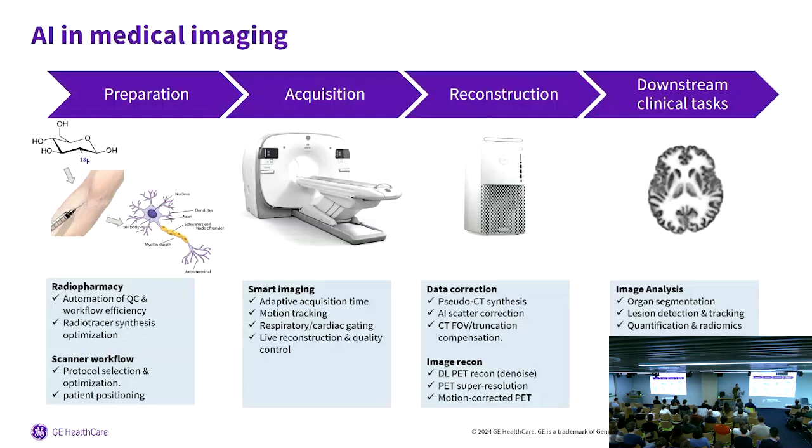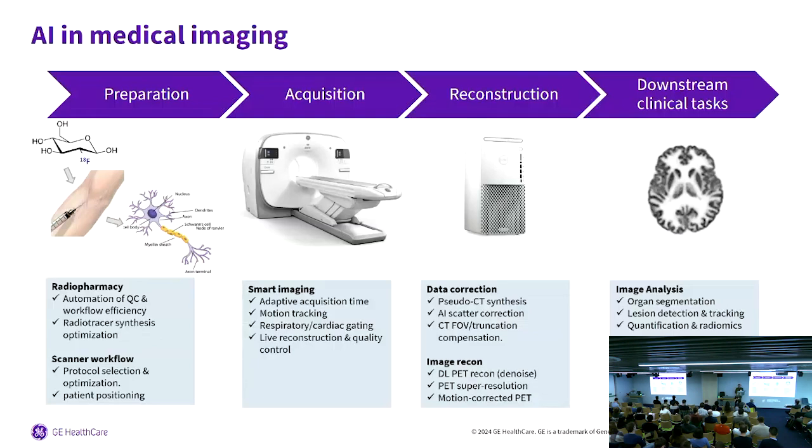During the acquisition, again, there are places where AI can help us provide more patient-specific or smart imaging, where the scanner, I believe in the future, will decide how long to scan this patient based on the patient's physiology or the disease. And you can do real-time motion tracking. The scanner might decide, oh, I see certain features, I need to keep track of them.